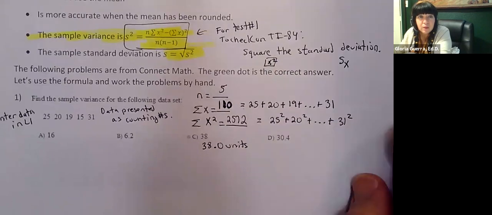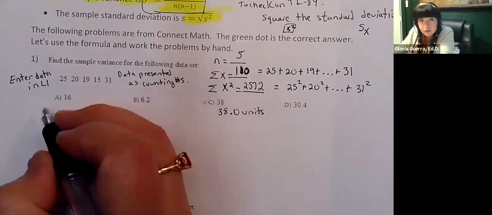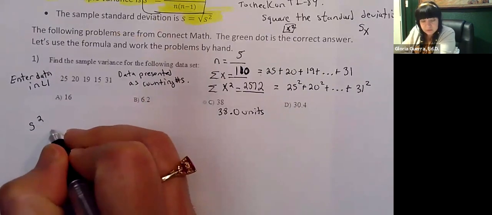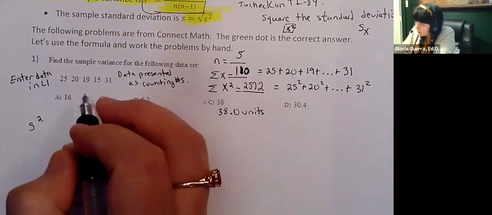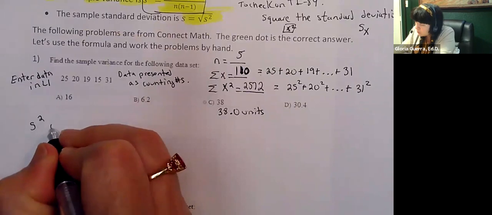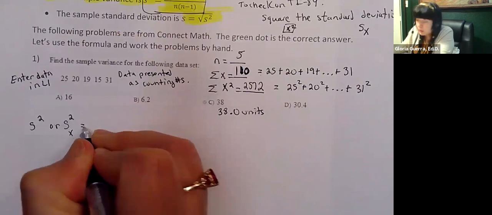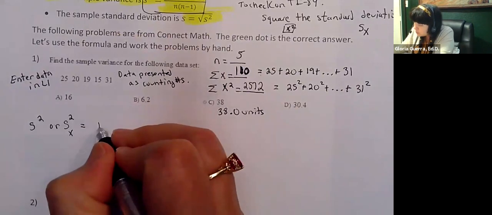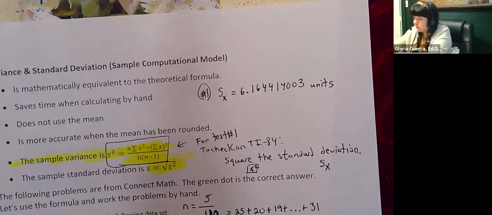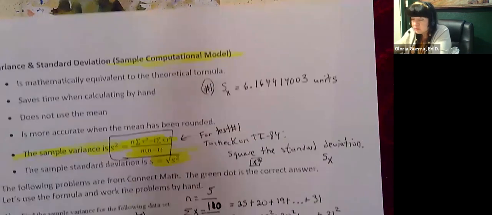Okay, so when we're going to compute the sample variance, so here you write on your test, your teacher wants a symbol, okay? So we have this, or you can do this, you have a choice, okay? And then you write down the formula, which is the computational, see up here? Sample computational model. So that's this right here.